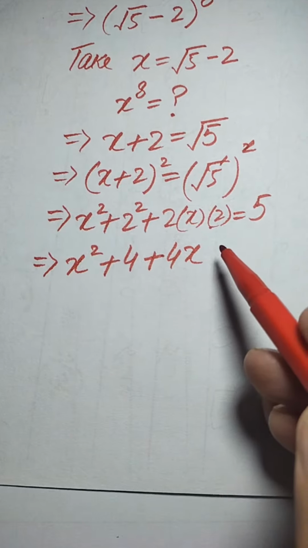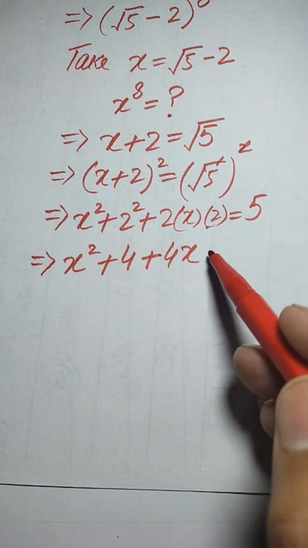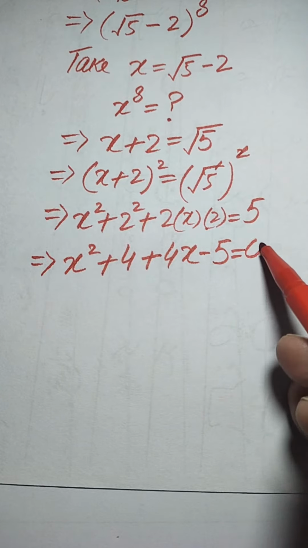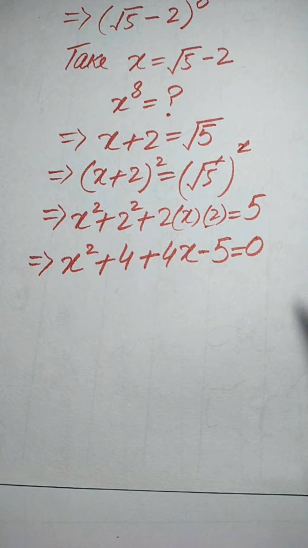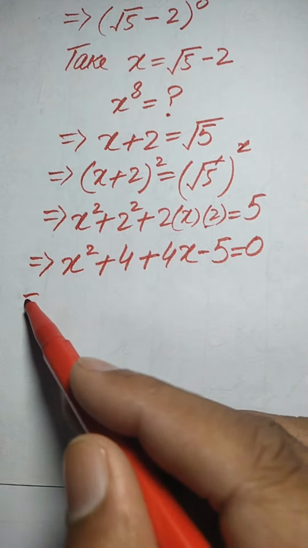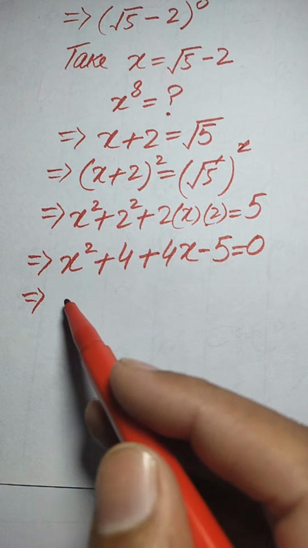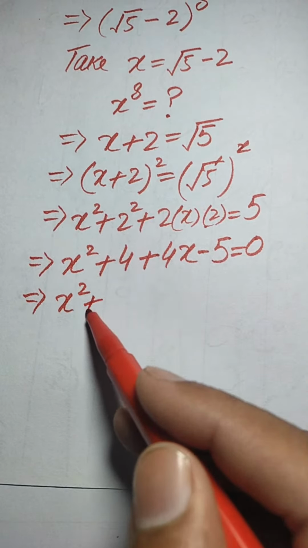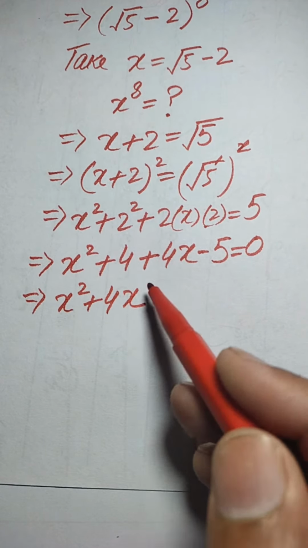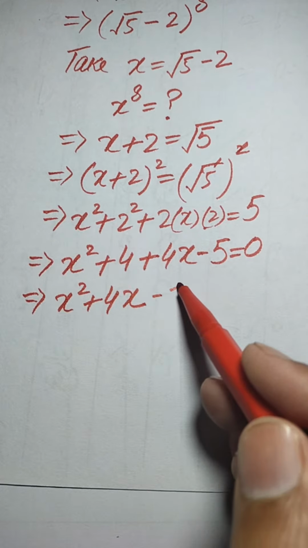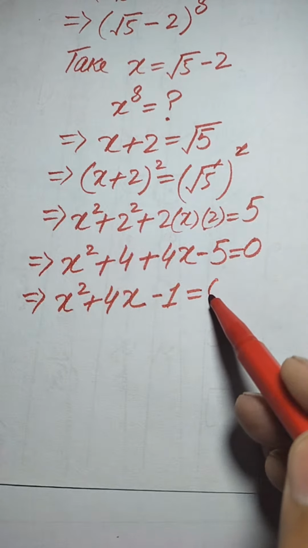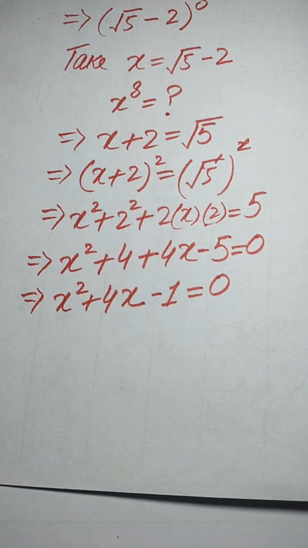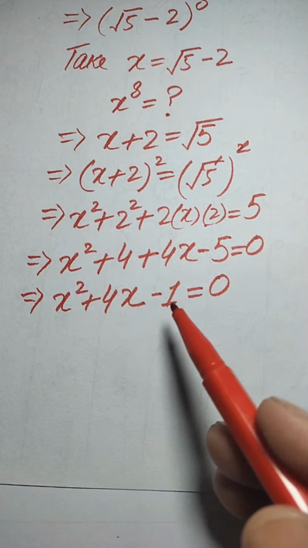Here we move this plus 5 from the right hand side to the left hand side, and it will be written as minus 5, and this whole equation equals 0. Here we need more simplifications, and it will be written as x square plus 4x, and 4 minus 5 becomes minus 1, and this whole equation equals 0. Now we need more simplifications.